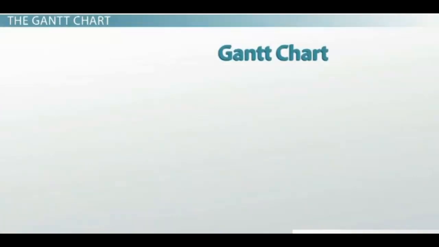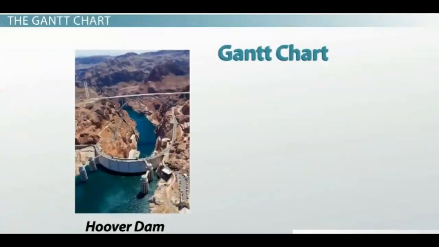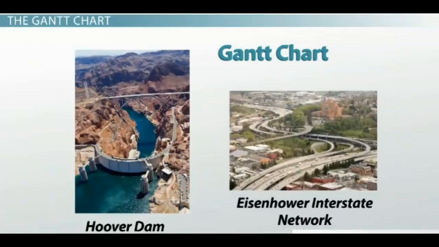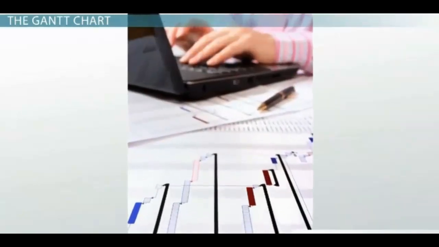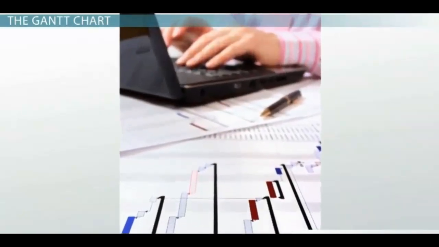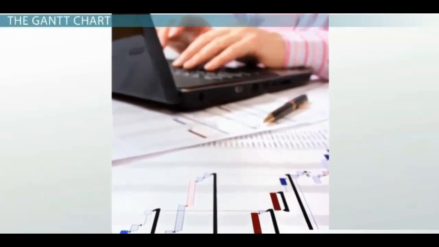The Gantt chart was first used on large construction projects such as the Hoover Dam in the 30s and the Eisenhower Interstate Highway Network in the 50s. Many contemporary managers rely on software programs to create Gantt charts. Such programs have advanced features that allow managers to manipulate data in several ways, aiding in their understanding of the overall project.